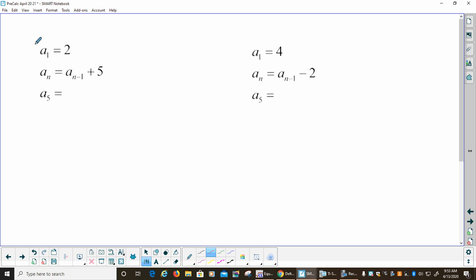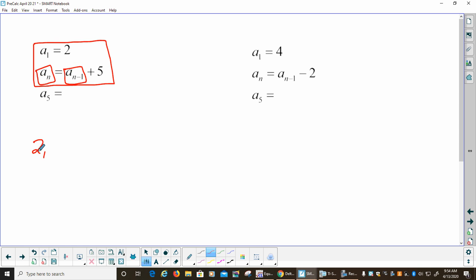Here is something that's recursive. The formula looks imposing, but it's not. They're telling you where to start. 2. This says to get the next term, take the one that's before it and add 5. That's how you interpret this. Sure, you could say it, a sub n is equal to a sub n minus 1 plus 5, but I don't think that's going to get you anywhere. Take it as, to get the next term, take the one before it and add 5.